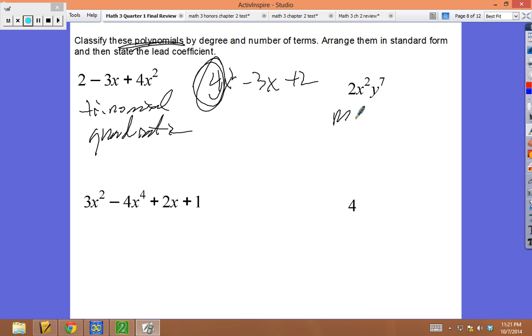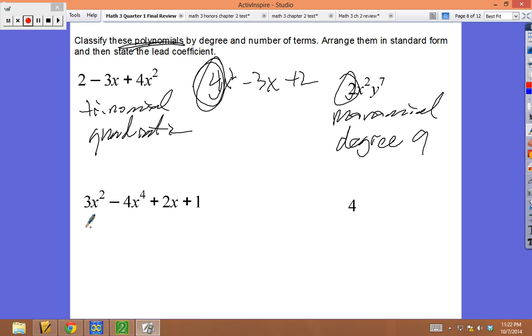This one is a monomial. The degree, this happens to be a polynomial with 2 variables. We don't really play with those too much. But if you've got 2 different variables, the degree is actually going to be the sum of both of them. So the degree is going to be 9. It is in order, so the lead coefficient would be 2.